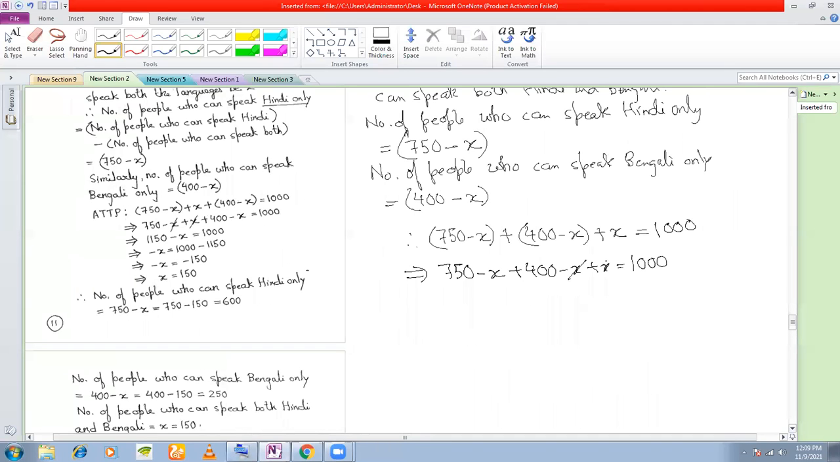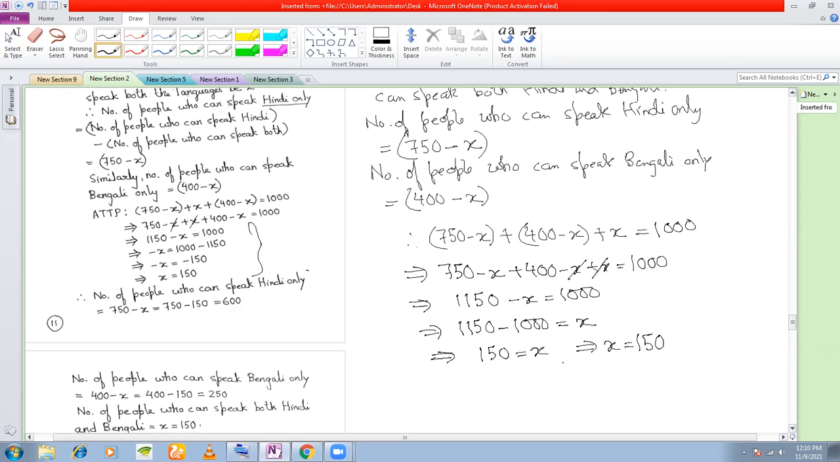So what happens here? This minus x plus x cancels. And 750 plus 400 will give you 1150 minus x is equal to 1000. That means 1150 minus 1000. Take 1000 on the left hand side, and you can take x on the other side, or you can keep x here, take x there, as I have done here. Okay. So you get 150 is equal to x. So that means you get x is equal to 150.